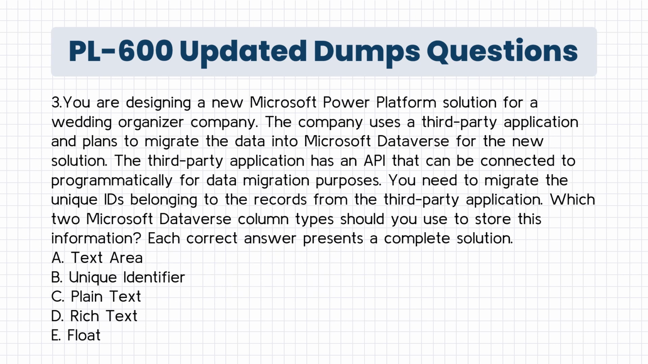3. You are designing a new Microsoft Power Platform solution for a wedding organizer company. The company uses a third-party application and plans to migrate the data into Microsoft Dataverse for the new solution. The third-party application has an API that can be connected to programmatically for data migration purposes. You need to migrate the unique IDs belonging to the records from the third-party application. Which two Microsoft Dataverse column types should you use to store this information? Each correct answer presents a complete solution.